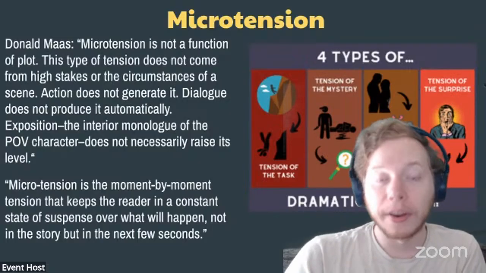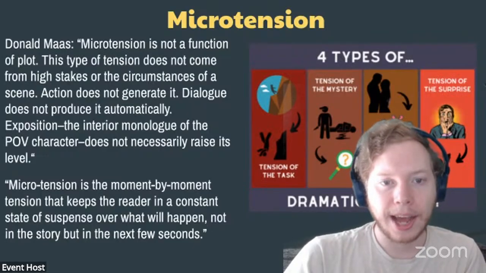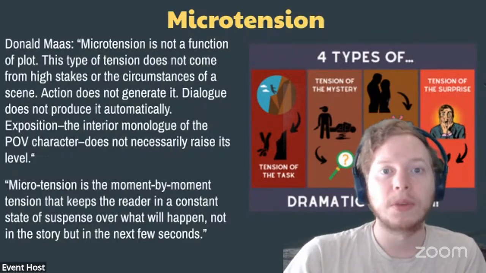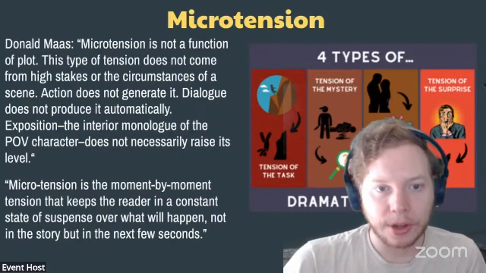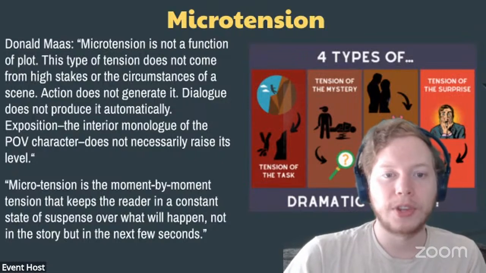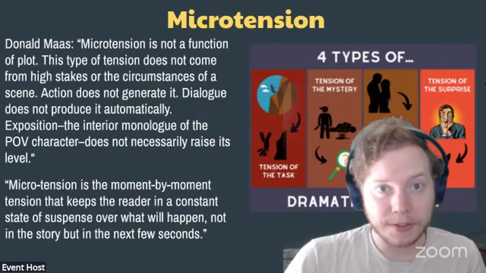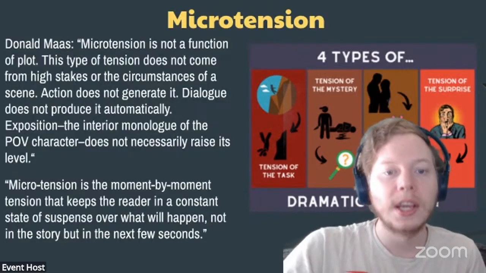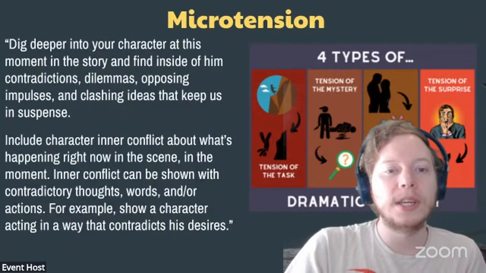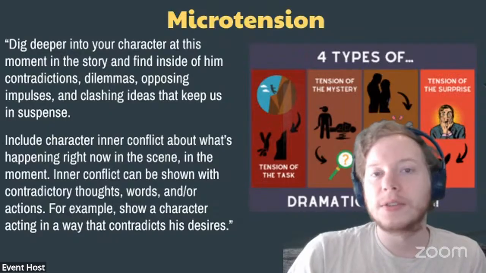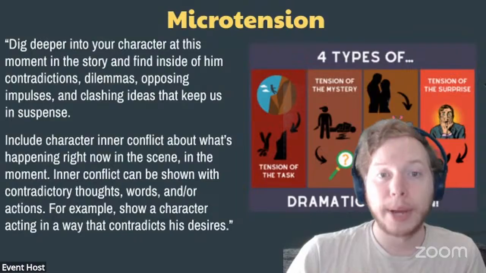Action does not inherently generate microtension on its own. Dialogue does not produce it automatically either. Exposition can be an area where you make great use of it, but it does not automatically create tension. So this idea of microtension refers to the moment-by-moment suspense that keeps readers in this constant state of wanting to know what's going to happen next in the next couple seconds of the story or the next line of the story. So he recommends that you dig deeper into character to find certain contradictions or dilemmas or opposing impulses or clashing ideas that might keep us in suspense.